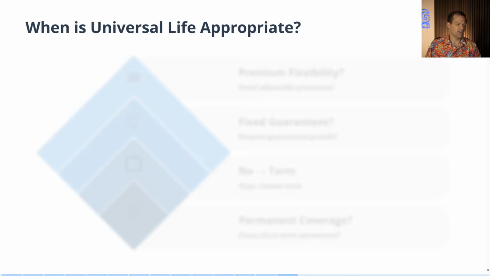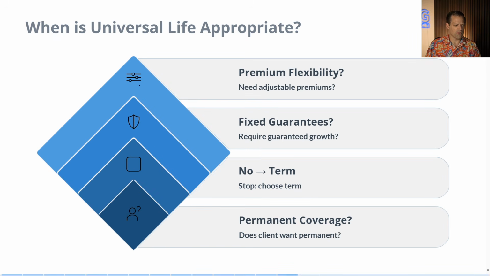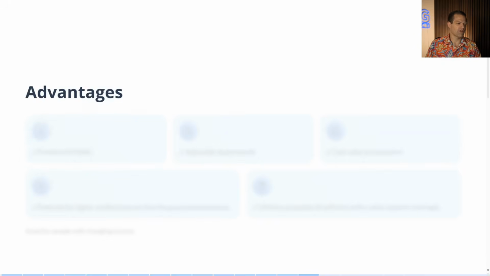It's the biggest difference. So when are UL policies appropriate? If you need premium flexibility. If you need fixed guarantees, maybe not. If you think you need term, you need more coverage, it might be better to go that way. If you need permanent coverage or you have a goal that aligns with permanent coverage, maybe ULs would work.